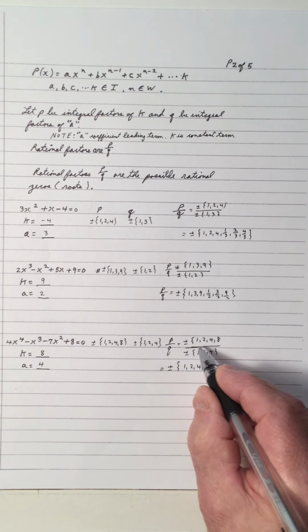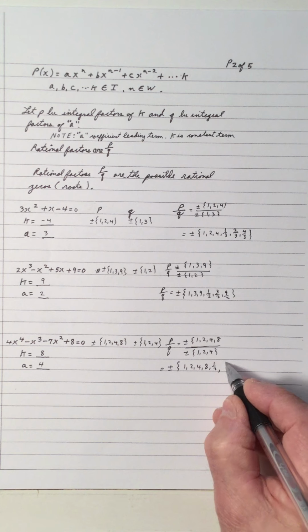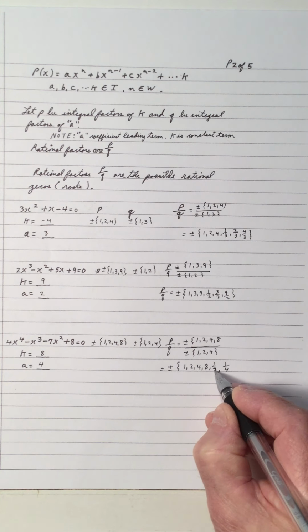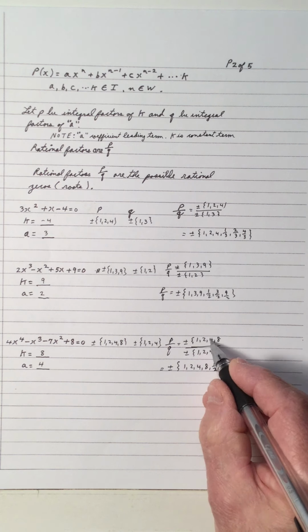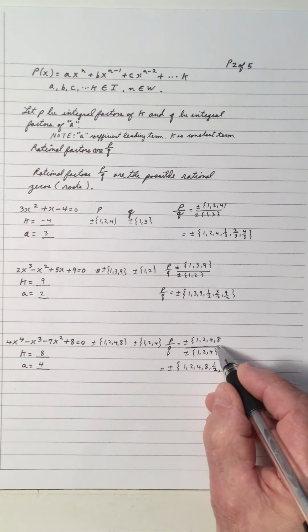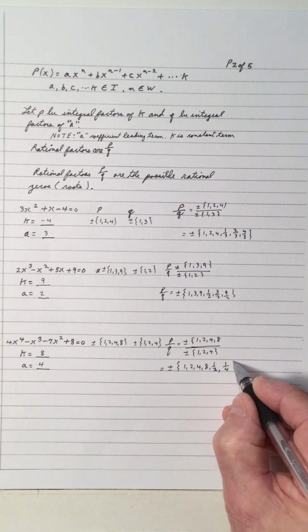Now let's divide by 4. 1 divided by 4 is a quarter. 2 divided by 4 is a half, already there. 4 divided by 4 is 1, already there. 8 divided by 4 is 2, already there.